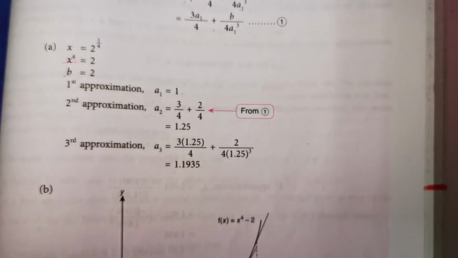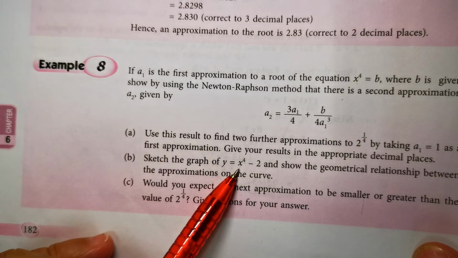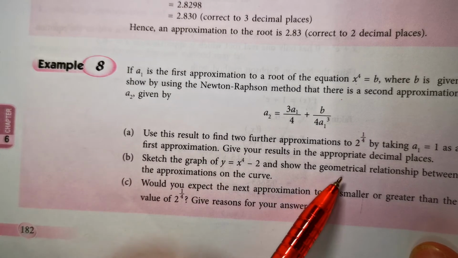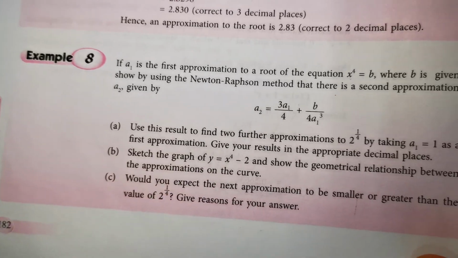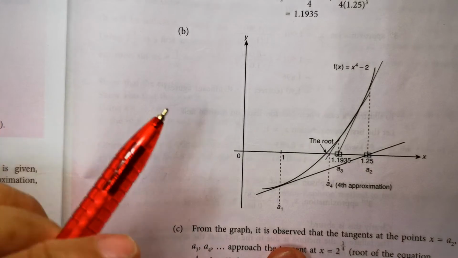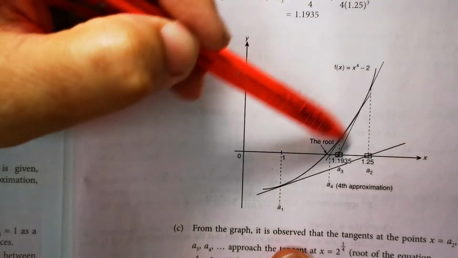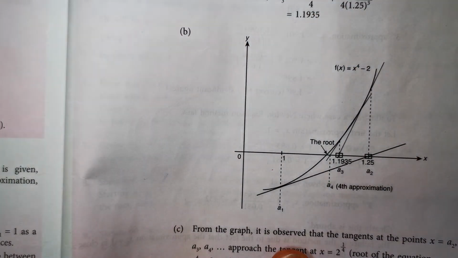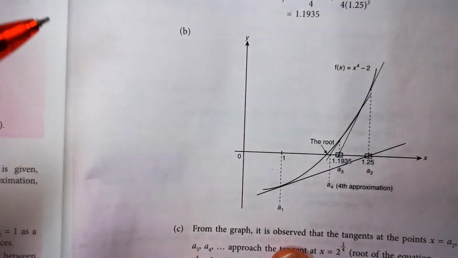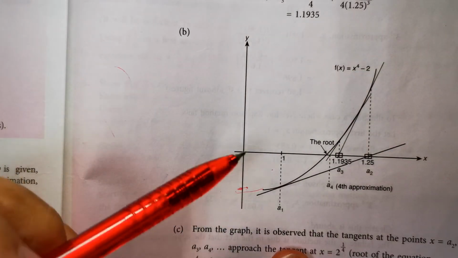Okay, part B. What the question asked just now: they want you to sketch this graph and show the geometric relation between the approximate roots. This is how you can sketch the graph. It's just a graph like this. It's a quadratic graph, same like your x squared, and when x is 0, y equals -2 here.